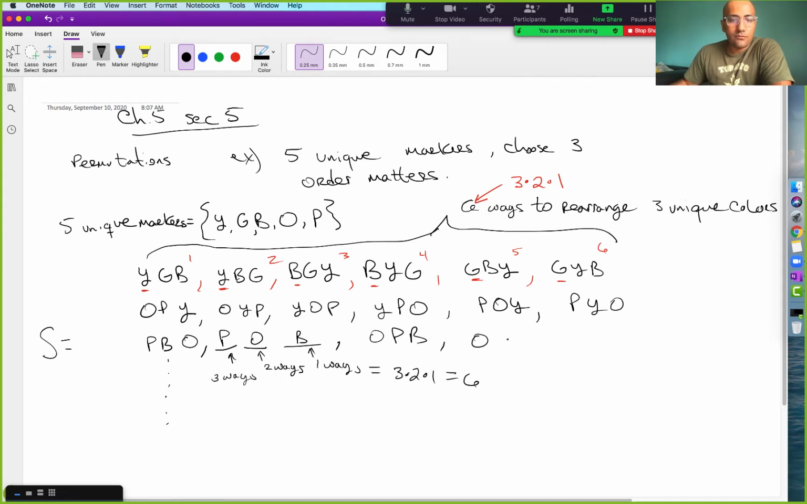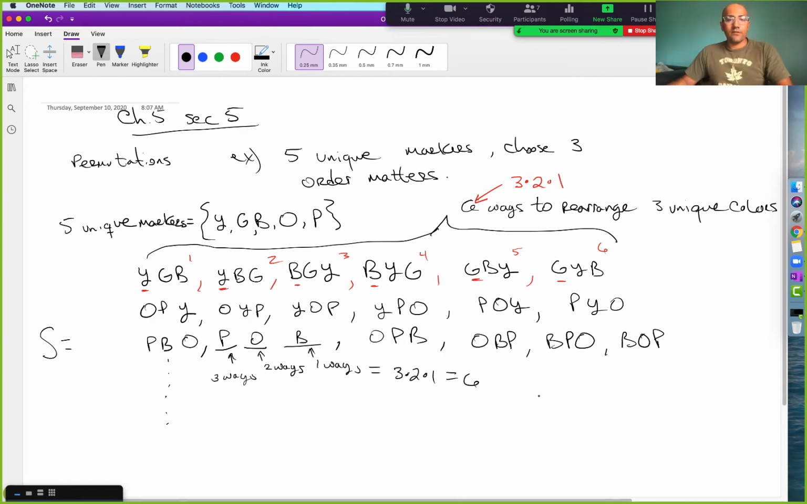Or orange, then, well, I took up a lot of space here, so now my table is going to be kind of ugly. Orange, then blue, then pink. Next, let's think about all the ways in which blue could be first. So blue, then pink, then orange, or blue, then orange, then pink.